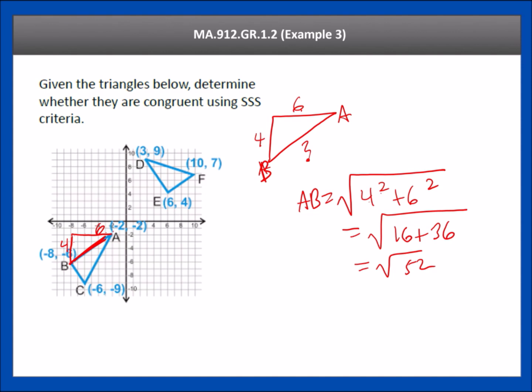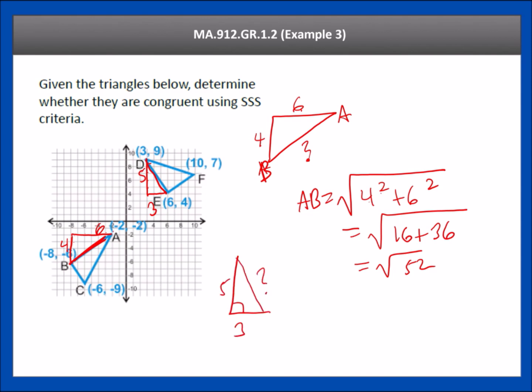Notice that we don't have to actually calculate this. We just want to see that the numbers are the same. Now let's go ahead and do DE. So it looks like it goes 1, 2, 3. It looks like it's going 3 over, and it's going 1, 2, 3, 4, 5 up. So it looks like you're going 3 and 5.